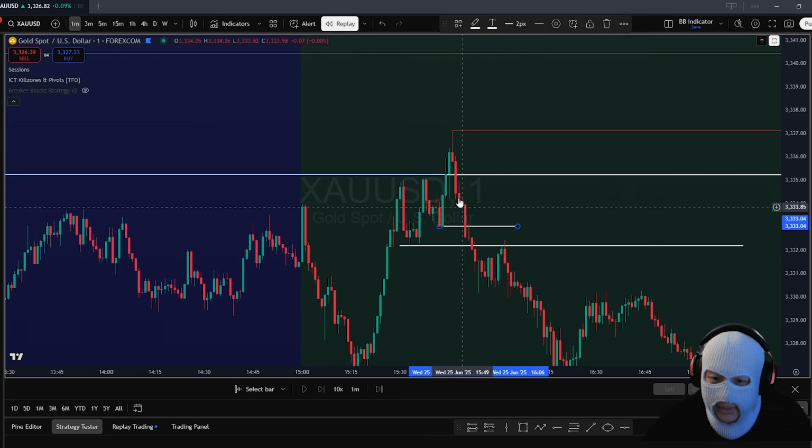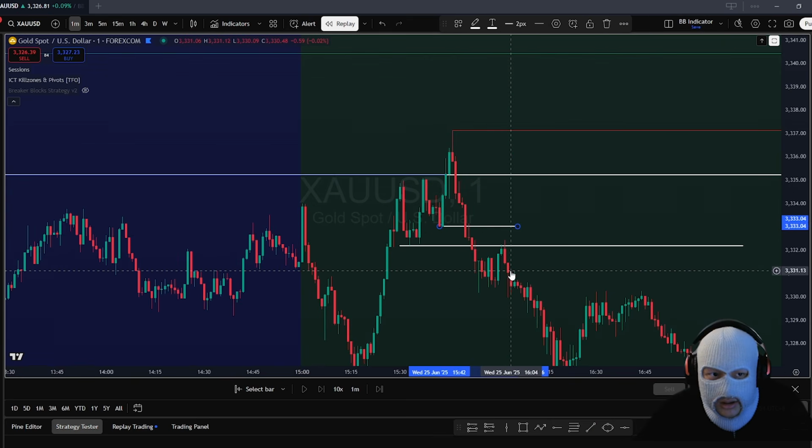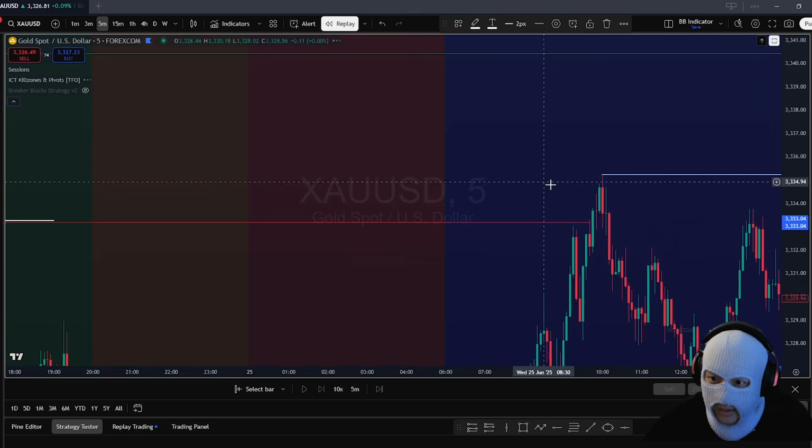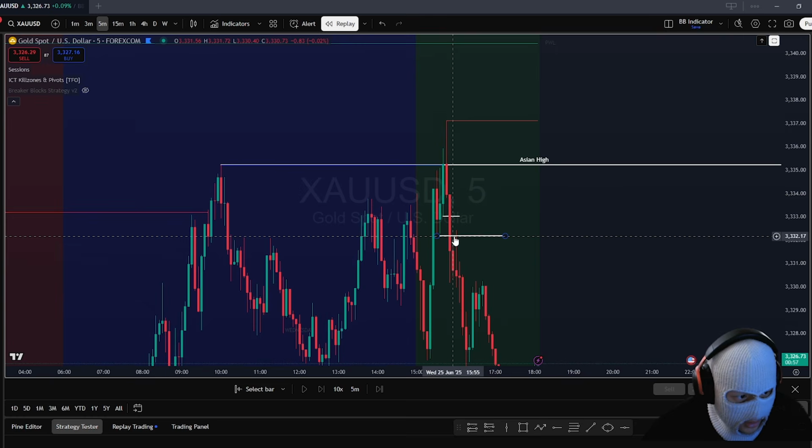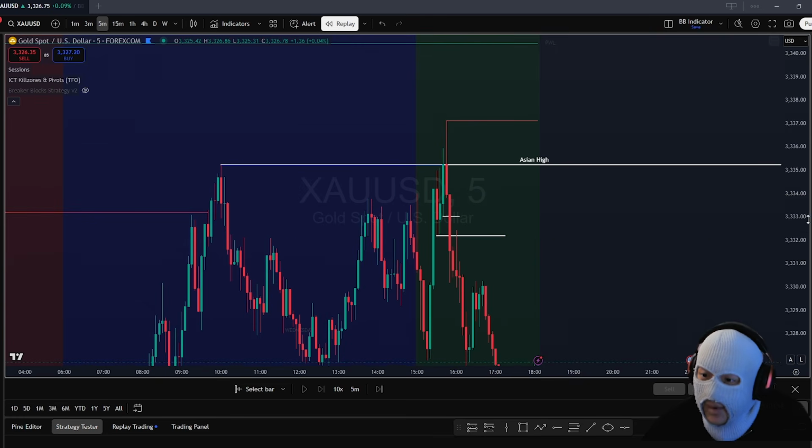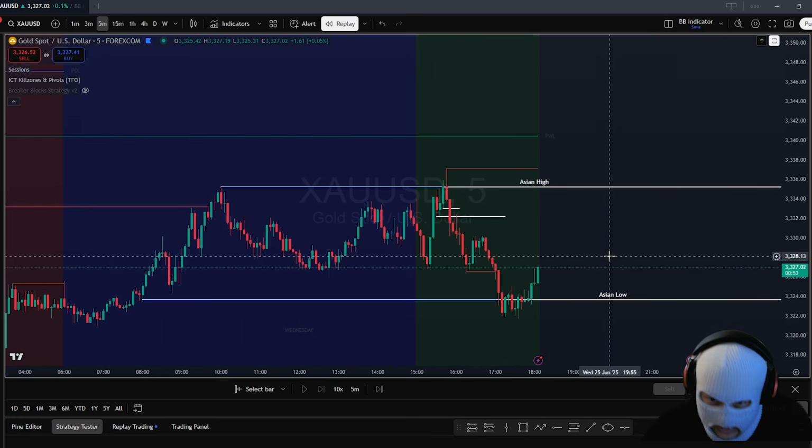Create a change of character with a body candle close. Look for a reversal pattern. Retest, you can look for continuation sells. If you want to be safe at 5 minute time frame, go for it. You have it as well. That's how we managed to catch the 100 pip move towards the downside.